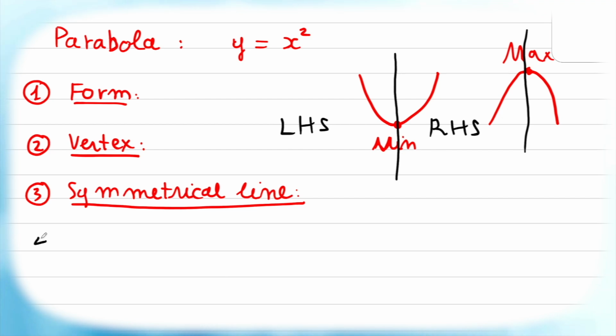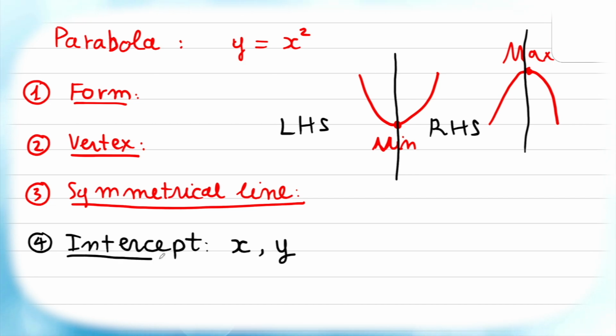And add one more thing, we have the intercepts for the parabola, or the graph of a quadratic equation. We call them the x and y intercept, x or y. So here are the main four things about parabola.